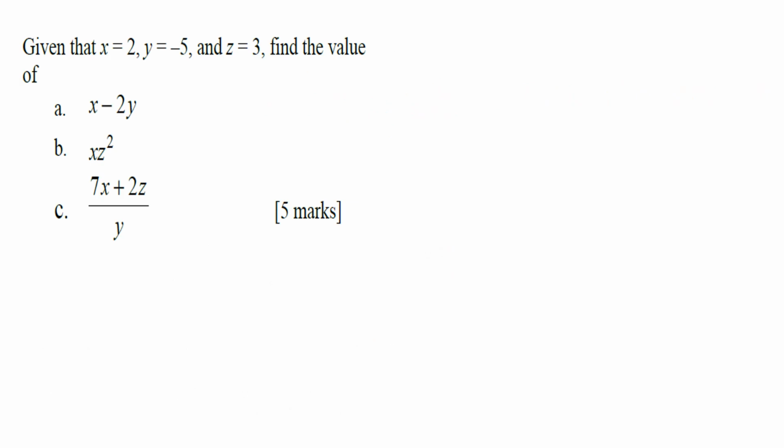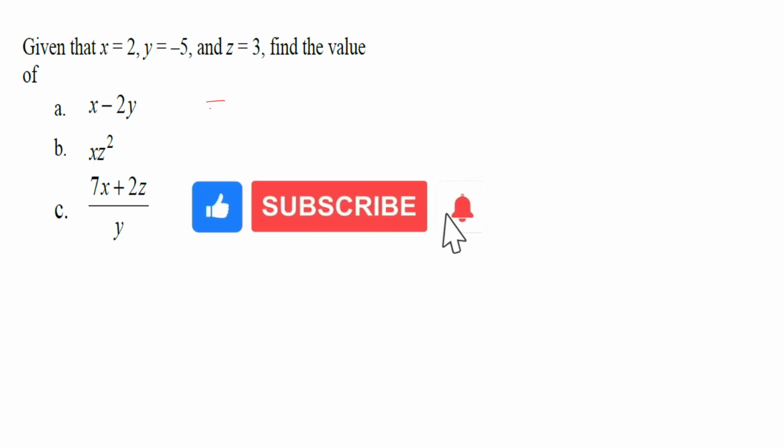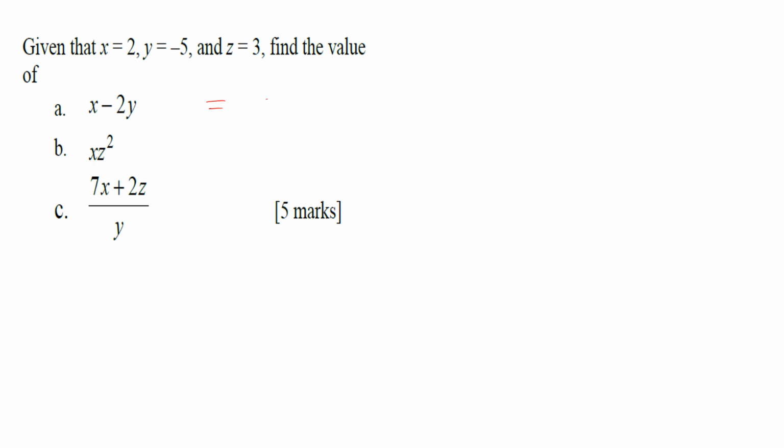Now, in this example, we have x equal to 2, y is equal to -5, and z is equal to 3. Let's go on with our substitution. Let's rewrite this first. So we're going to put back 2. Then we have minus 2 times -5, which will give us plus 10. So we add 2 plus 10, which is equal to 12.